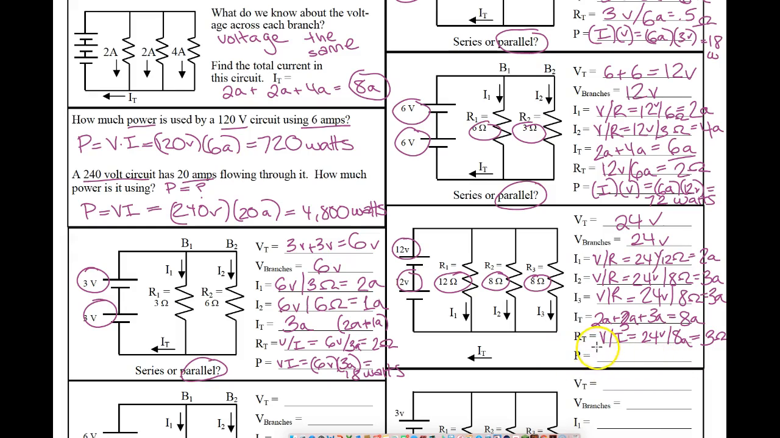Your power is the current, which is I, times the total voltage. And our current is 8 amps. So it's 8 times 24. This is going to be a big number. Equals 192 watts.